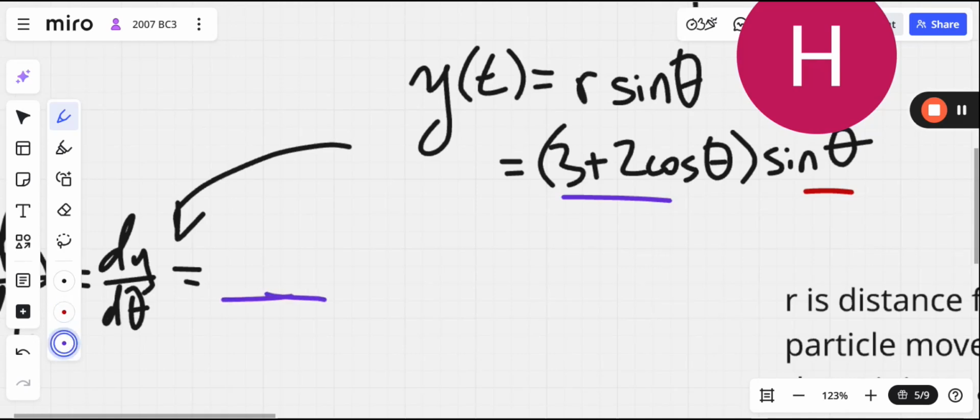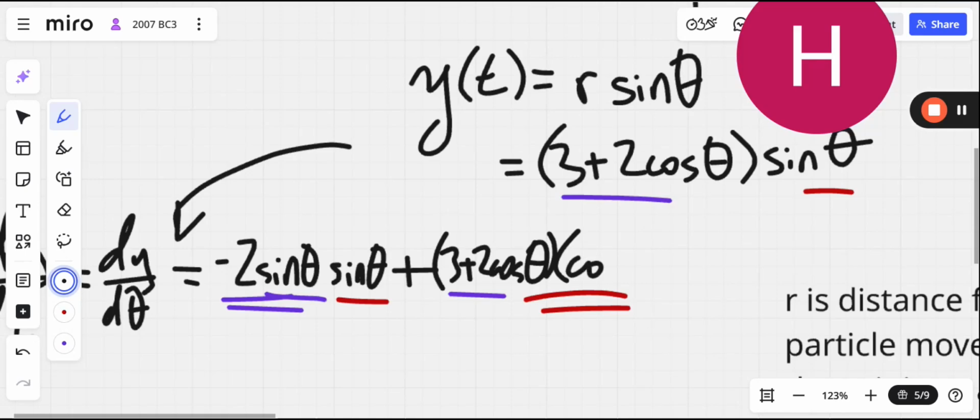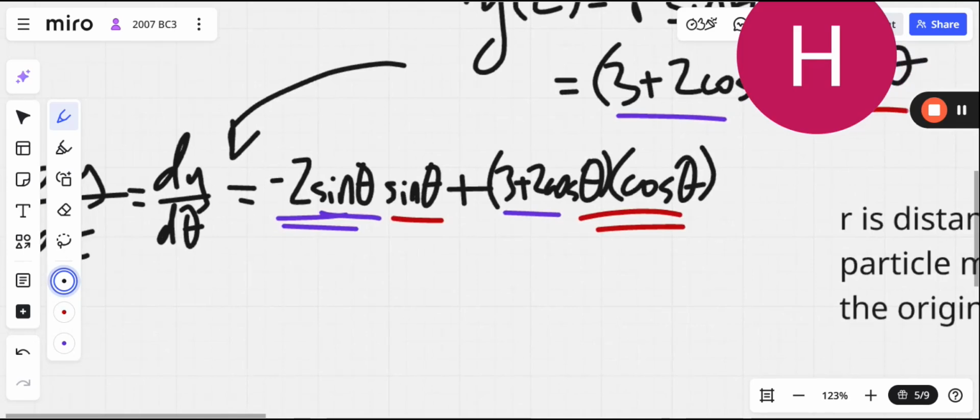We take the derivative of the first thing times the second, plus leave the first thing alone times the derivative of the second. And this is very easy to do. This is just negative 2 sine theta. We already kind of did that part. And leave the sine theta alone, so we have negative 2 sine squared. And then we're going to leave 3 plus 2 cos theta alone, and multiply by the derivative of sine theta, which is cos theta. We don't have to simplify this stuff. We just have to plug in.